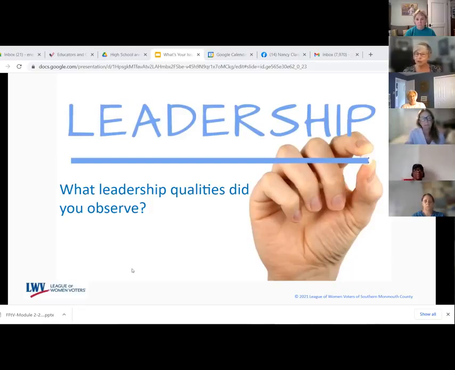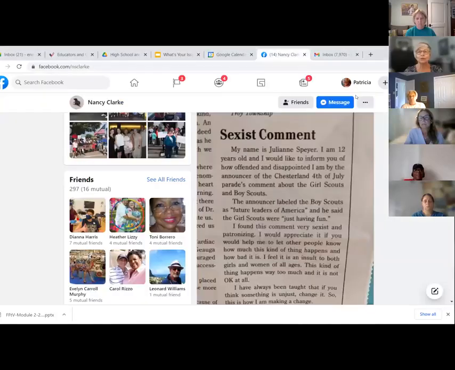So that's a pretty big issue to be dealing with, and yet these young people still have stepped up and made a point. And something that I'm going to share with you that I didn't know until just this afternoon, because a friend posted it on Facebook. There was a letter to the editor. My name is Julianne Spire. I'm 12 years old, and I'd like to inform you of how offended and disappointed I am.